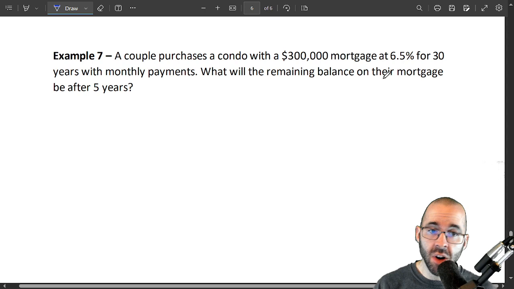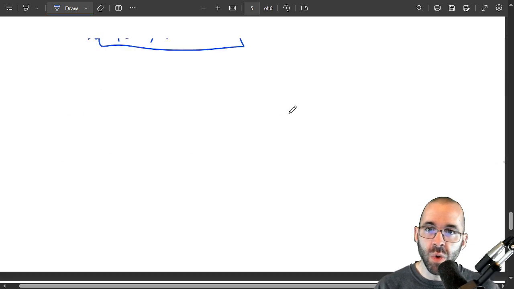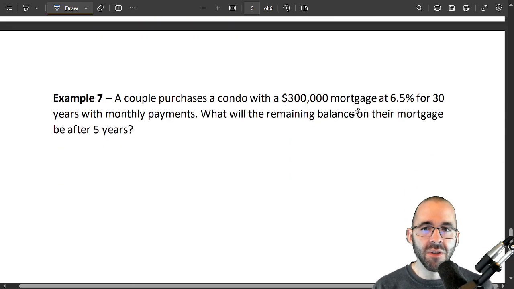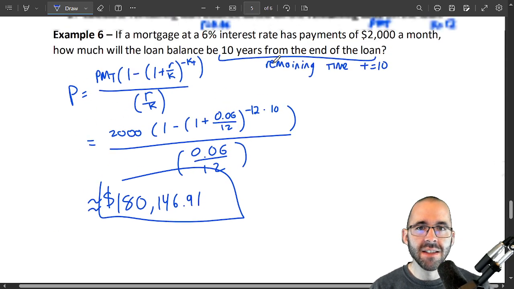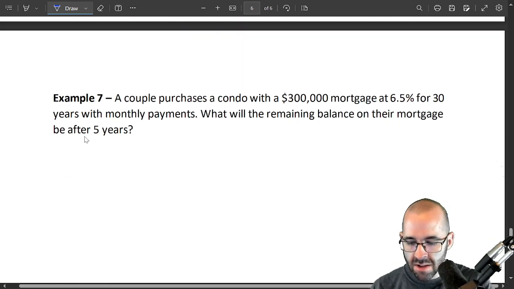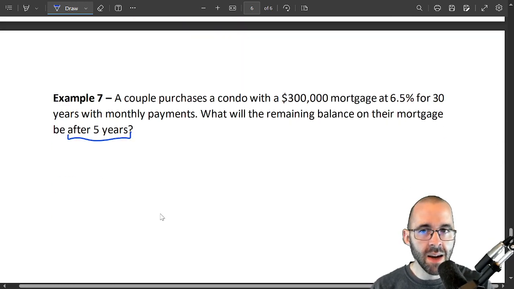So this one's much harder. We don't know the monthly payments, right? And after 5 years doesn't tell us T immediately. Remember that T is how much time is remaining. After 5 years, how much time is remaining?